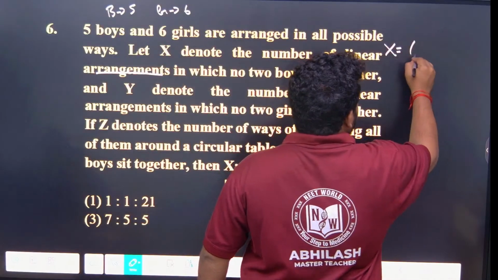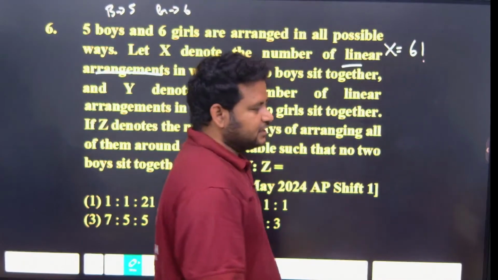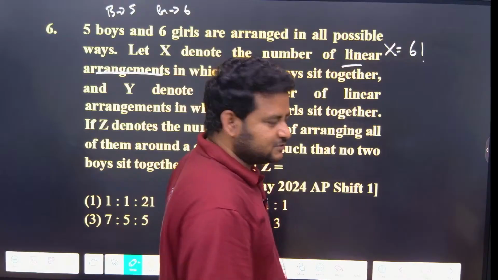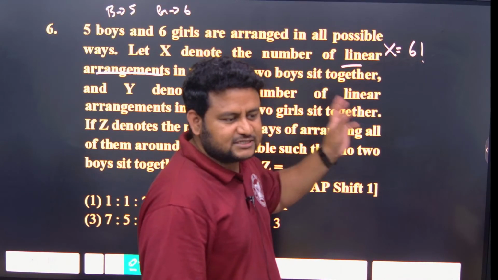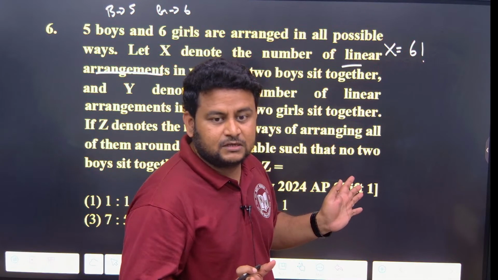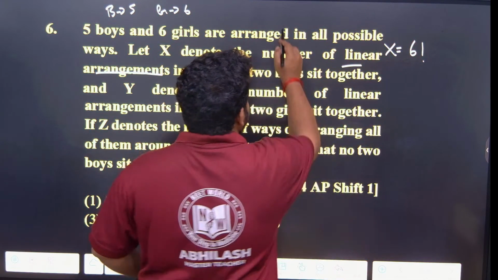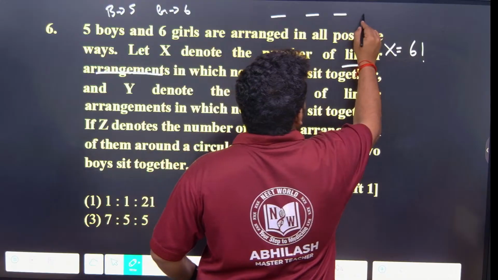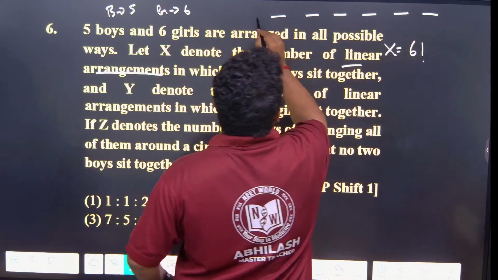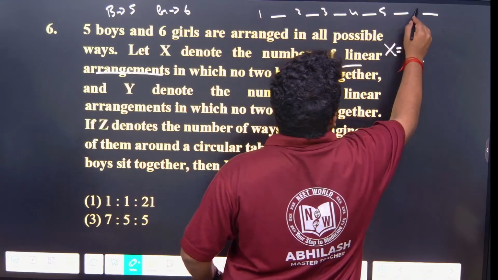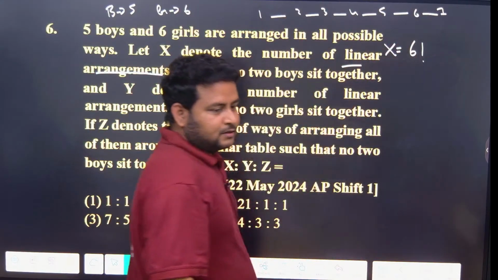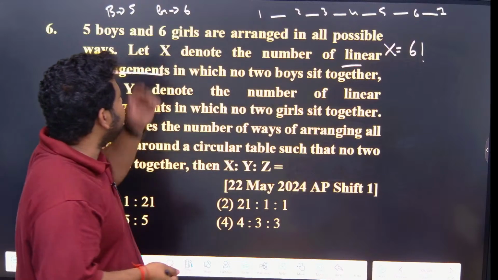So X is first 6 factorial ways, when you arrange the girls. Now between the girls, there are 6 girls, and between them you have to arrange the boys. How many spaces are there? 7 spaces. 1, 2, 3, 4, 5, 6 girls, so space number 1 and so on, 1, 2, 3, 4, 5, 6, 7. 7 spaces are there. In these 7 spaces you have to arrange how many boys?